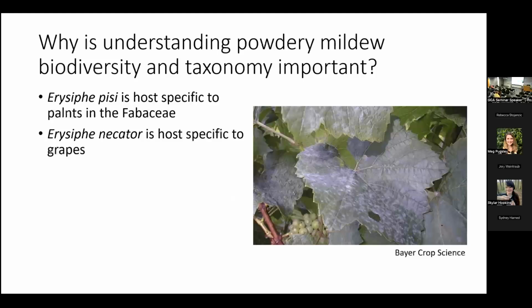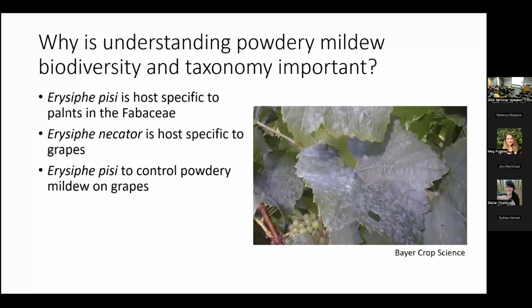You can't get it to infect any other powdery mildews. So I had a company come to me to ask me to do these fungicide efficacy trials, and they said they haven't been able to do this with powdery mildew, and they want some help. They said, it's on the label, so that's the law, but I need to be able to control Erysiphe pisi on grapes. And if you remember, Erysiphe pisi only affects peas and legumes. So they clearly didn't have the taxonomic knowledge that was needed to run this experiment. So I told them that's impossible.